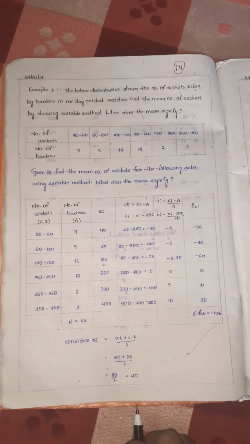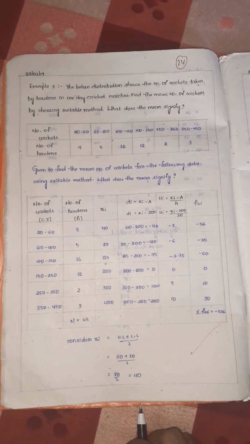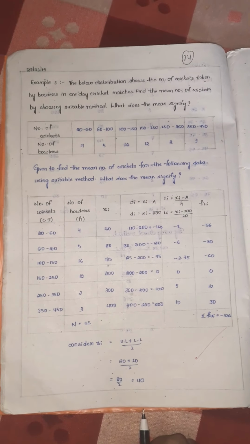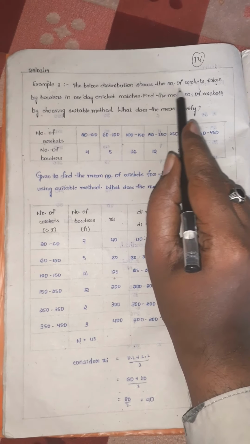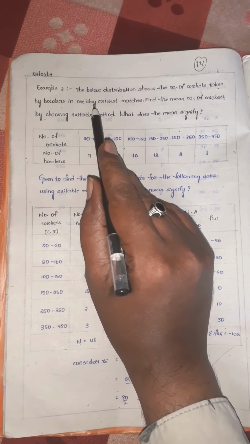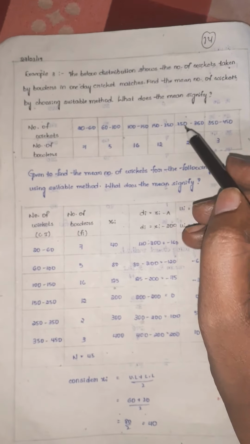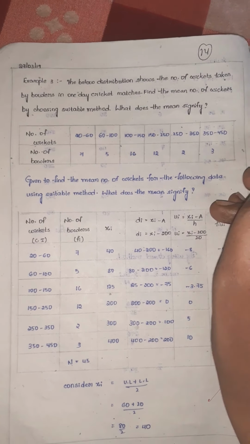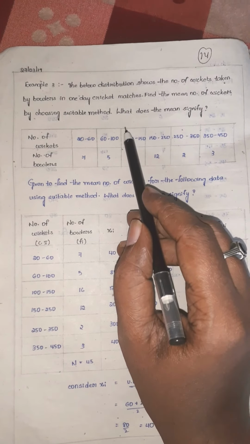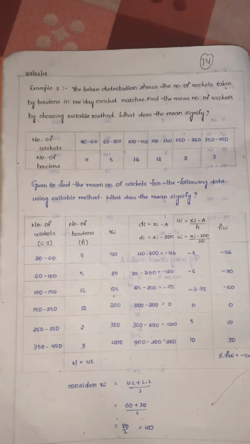Hello students, now I will explain 10th class maths paper 2 statistics example 3 problem. The below distribution shows number of wickets taken by bowlers in one day cricket matches. Find the mean number of wickets by choosing suitable method. What does mean signify is asking.